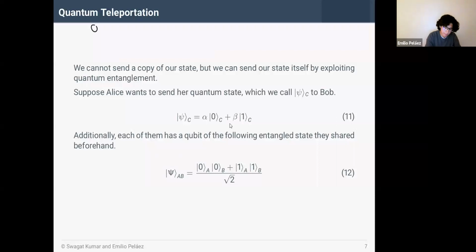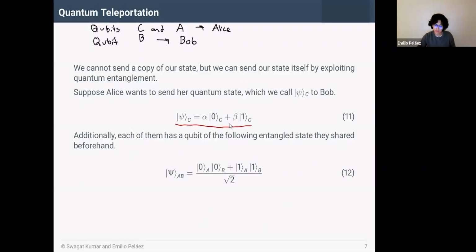So qubits C and A are from Alice, and qubit B is from Bob, okay? The state that Alice wants to send to Bob is an arbitrary quantum state, some value alpha times 0 plus some value beta times 1. And then each of them has one qubit from an entangled pair, okay?